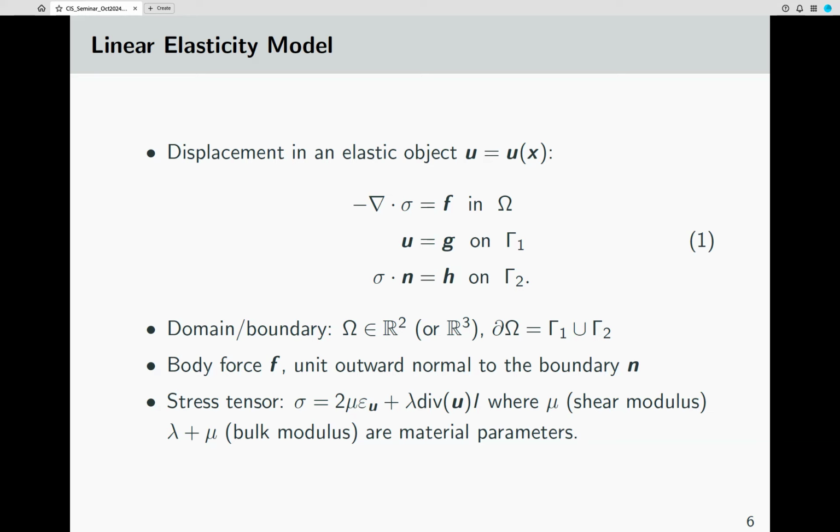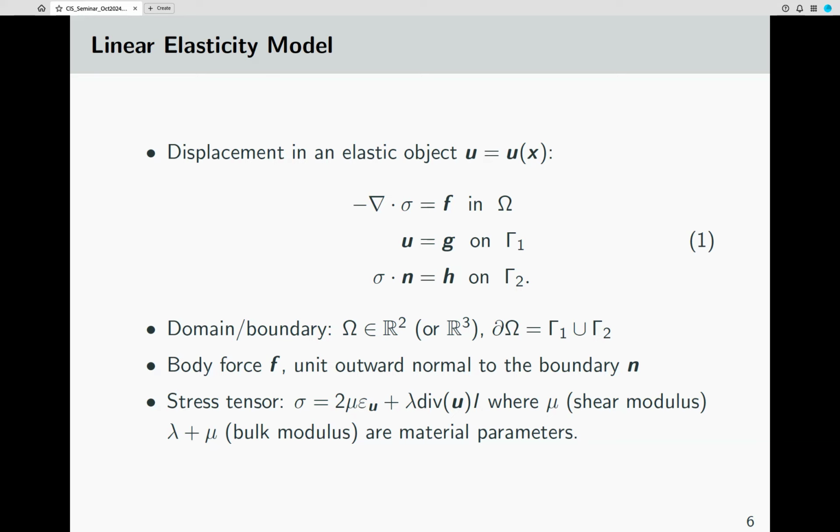This H is going to be given. This G is a function that's known. For example, a certain boundary part is maybe pinned, right? There's no movement. Then that would be a zero function on both components, right? So that's this linear elasticity model.